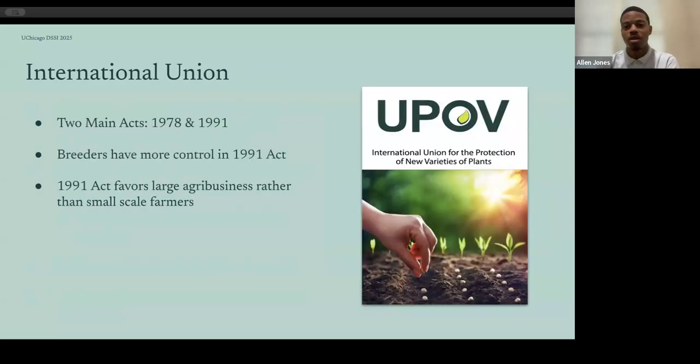First thing I'm going to talk about is the UPOV. It stands for the International Union for the Protection of New Varieties of Plants. There are two main acts, the 1978 Act as well as the 1991 Act. The 1991 Act gives breeders more control, and breeders are the people who create new plant varieties. The 1991 Act also favors those breeders rather than small-scale farmers.